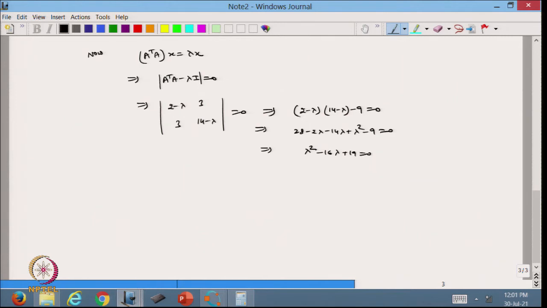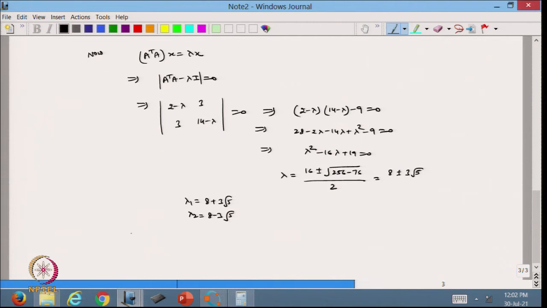So, I got this equation, and now I can find out the lambdas here. So, it is 16 plus minus the square root of 256 minus 76, divided by 2, and now I can define this. So, you will get 8 plus minus 3 root 5. So, I got these eigenvalues. So, my lambda 1 is 8 plus 3 root 5 and lambda 2 is 8 minus 3 root 5.